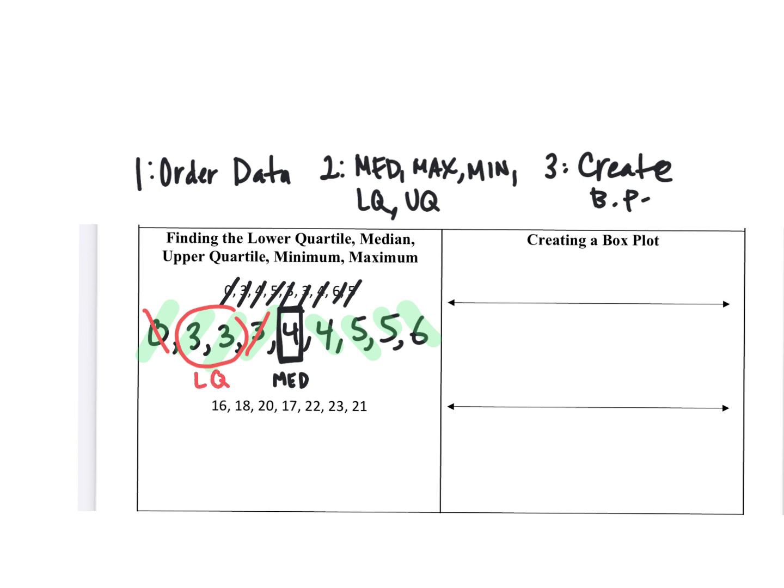Okay, on this side over here, for my upper quartile, I cross out 1 here and 1 here. So I end up with 2 middle numbers. That's my upper quartile, which is 5. Okay, I have to look for my minimum, which is the smallest number. That would be my 0, and my maximum, which is the largest number, which is 6.